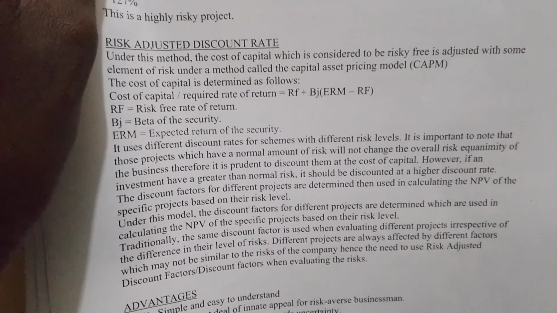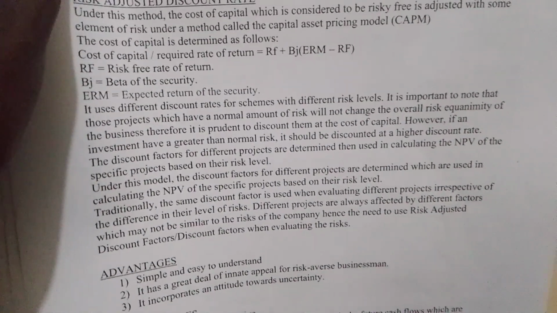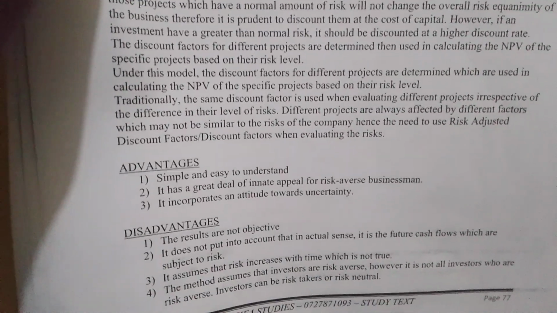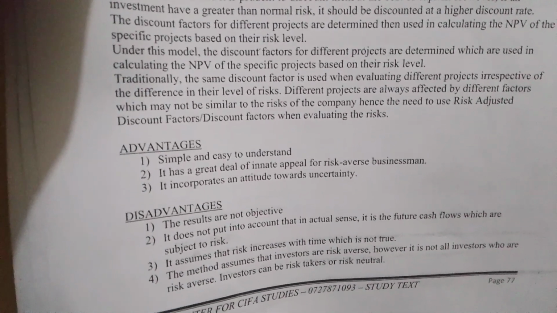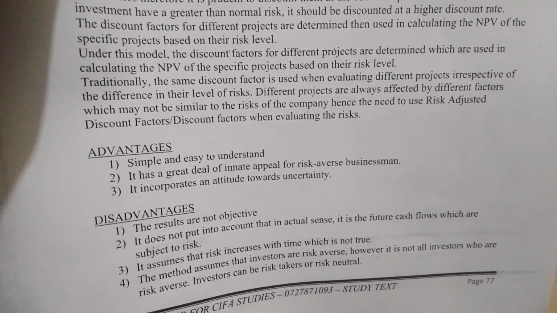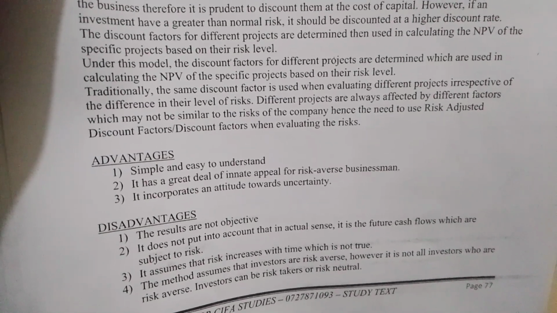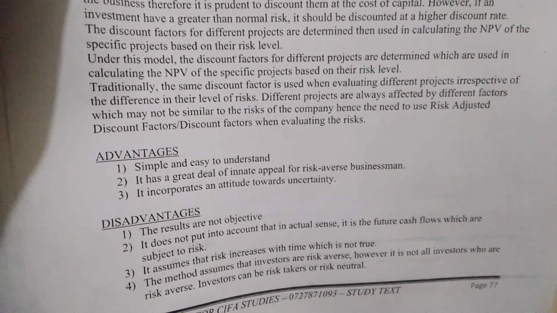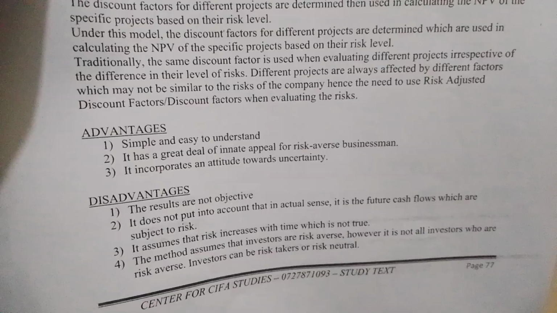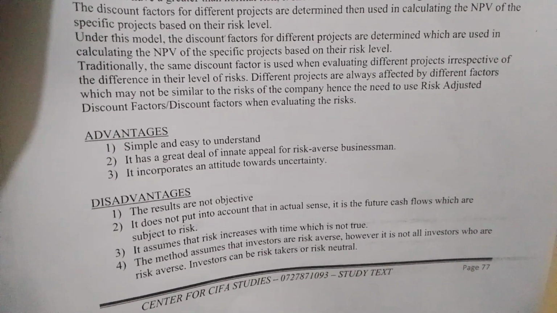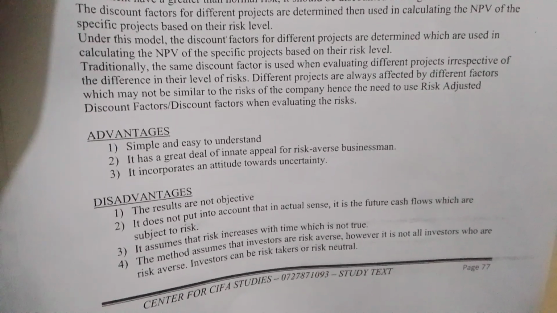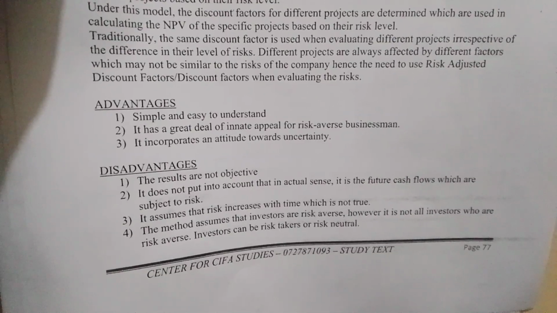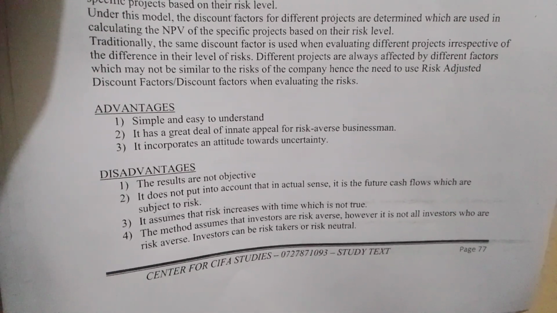Advantages of risk-adjusted discount rate. Number 1, simple and easy to understand. Number 2, it has a great deal of innate appeal for risk-averse businessmen. And number 3, it incorporates an attitude towards uncertainty. Disadvantages. Number 1, the results are not objective.